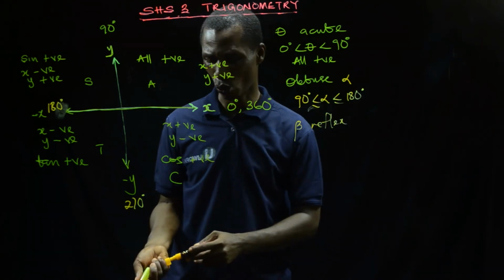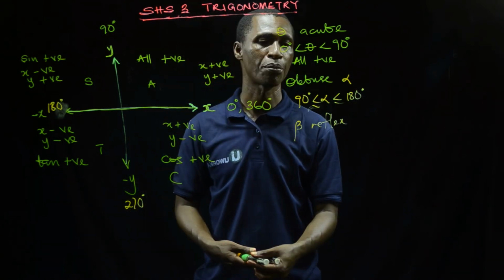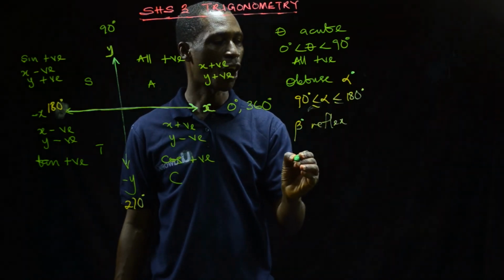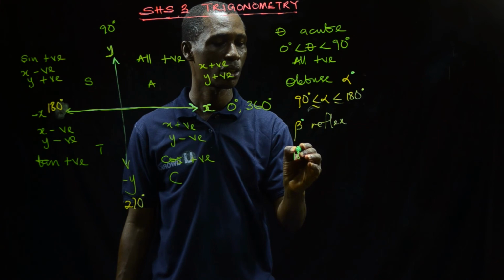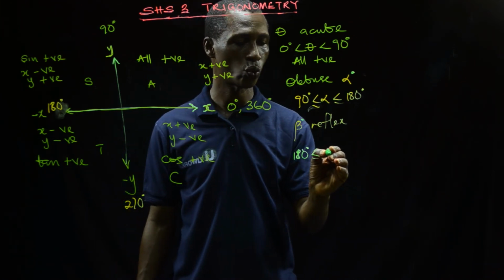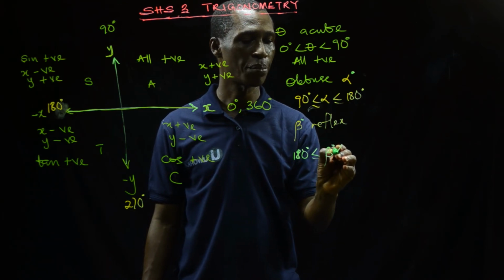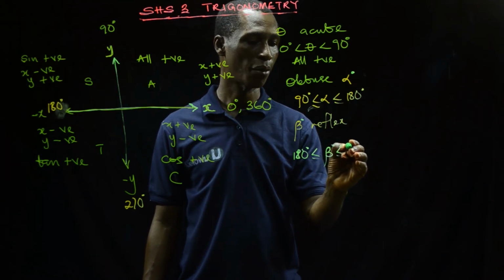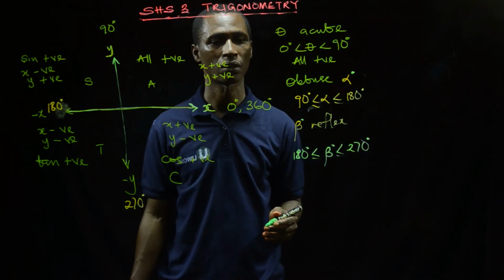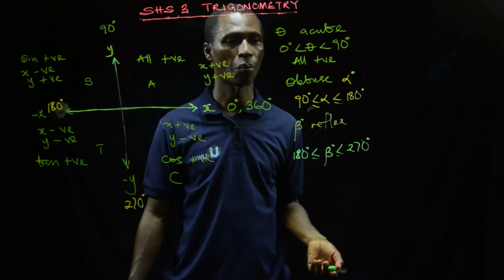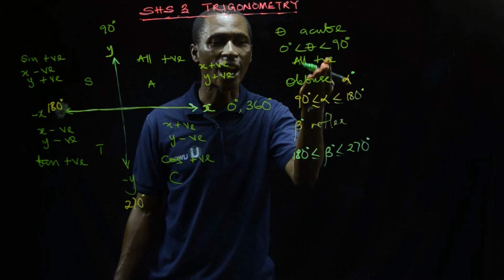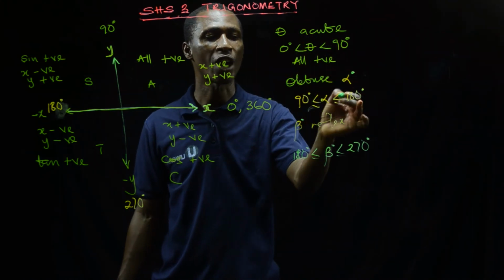Basically, we hardly give questions on reflex, but it can be given. So when you hear reflex, then it means that 180 degrees is less than or equal to beta, and beta is less than or equal to 270 degrees. So that is the range of the reflex angle. Then the last one will be the complete circle. So when questions are being given, we always have to look out for these. If they are not being called, the range of the angles will be given.